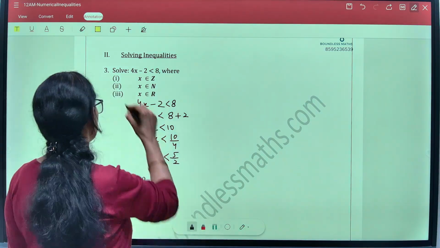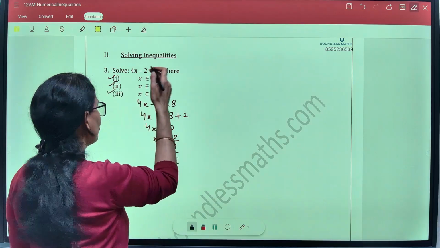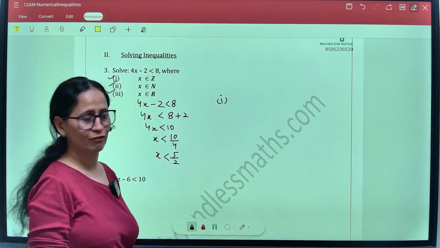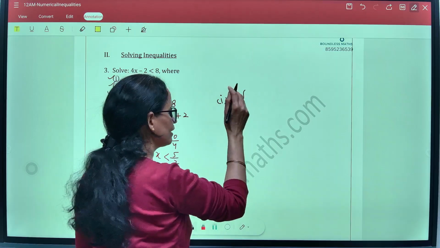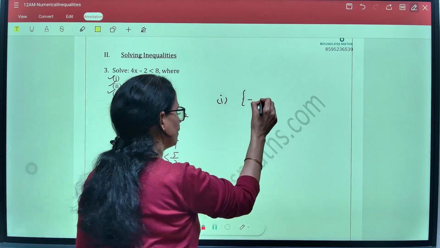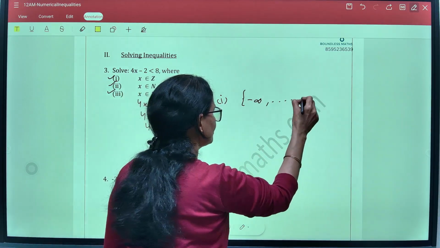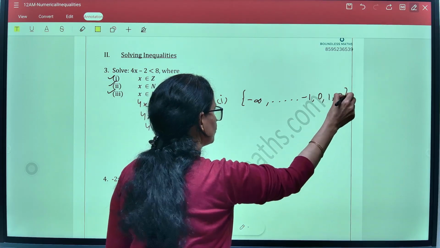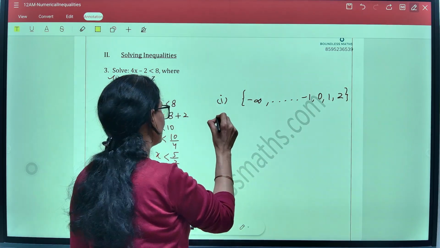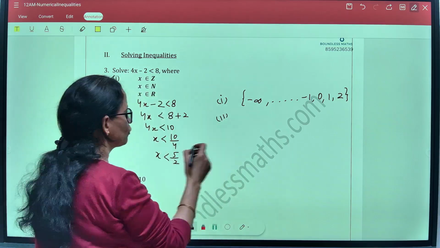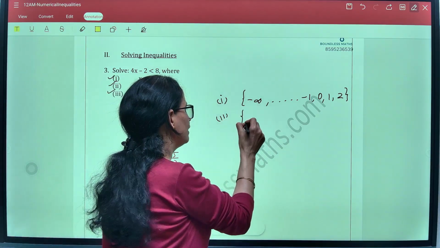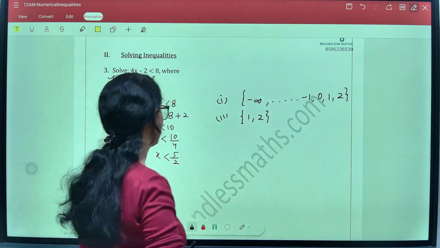Now you have to write the answer for all the three cases where x belongs to integers. So what all integers are less than 2.5? We'll write the solution set using curly brackets from minus infinity dot dot dot till minus 1, 0, 1 and till 2. So this is the solution set. Now the second part says if x is a natural number less than 2.5, so we have only 1 and 2 in the solution set.